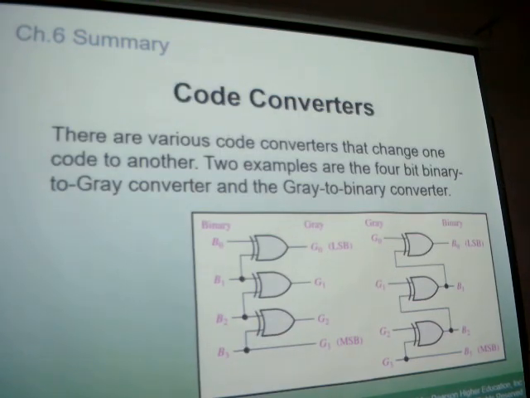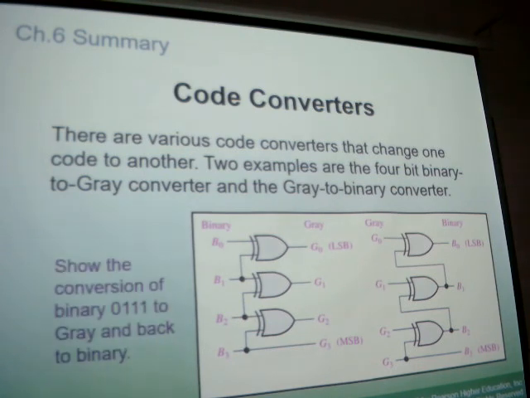Code converters. Section 6-7, code converters. There are various code converters that change one code to another. For example, binary code to Gray code, or Gray code to binary code.